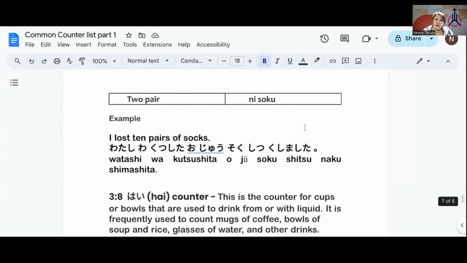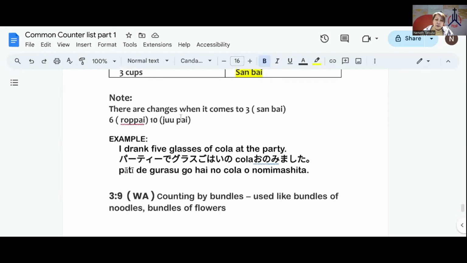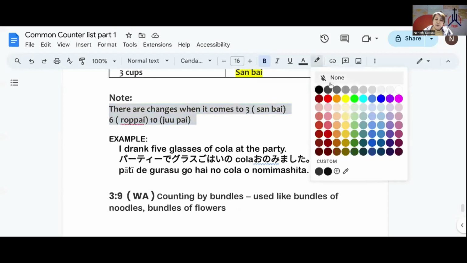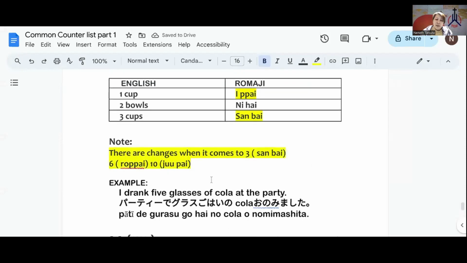So that is how you add the hai. Two bowls is nihai, three cups is sanbai. Okay, the changes. Here are the exemptions. When it comes to 3, it becomes sanbai. For the 6, it becomes roppai. For the 8, it is happai.